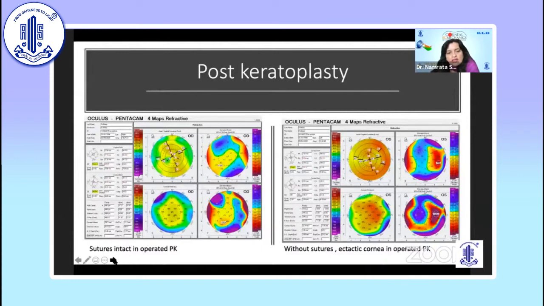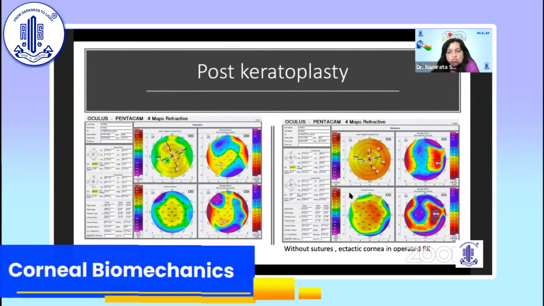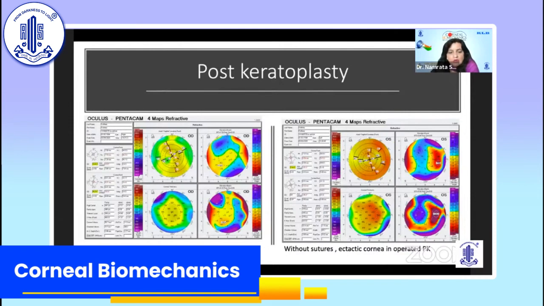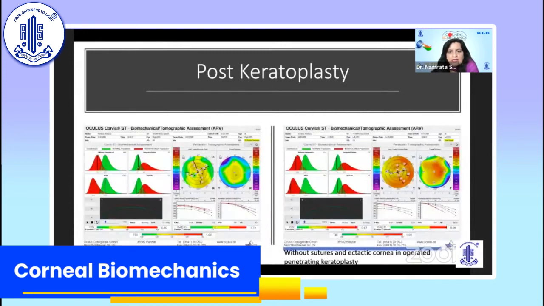Now, we also wanted to see our corneal transplantation cases. So this is just to show where the sutures are intact in an operated case of penetrating keratoplasty. Notice that there is no ectasia at all present, but this is a case of keratoplasty where sutures are out, and the peripheral part of the graft is looking ectatic. Again, the D value is 1.7, and here, of course, the D value is very much increased because of the ectasia. And if you again look at the CBI and the TBI values, they are very much increased in the case where ectasia is present.